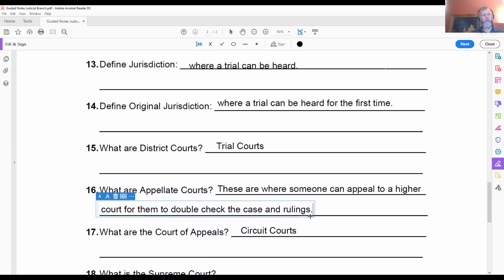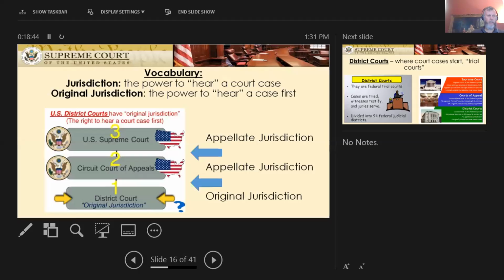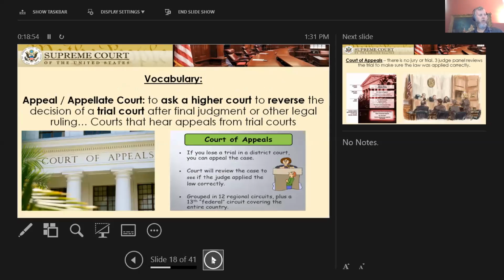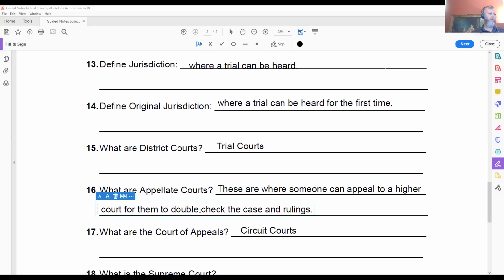And then they will get a chance to appeal to the appellate court. So here we go. Let's see what that looks like. So again, district courts, these are the trial courts. The appellate courts are a higher court to reverse the decision of a trial court after final judgment or legal rulings. So let's look back at the PowerPoint again. When we say appellate courts, these are where someone can appeal to a higher court to double check, or reverse a ruling, is what it means by double checking.